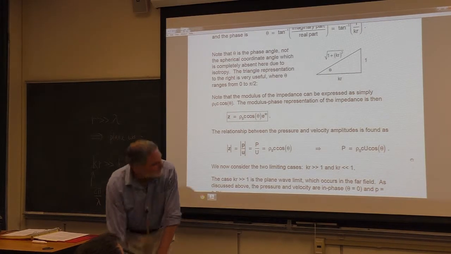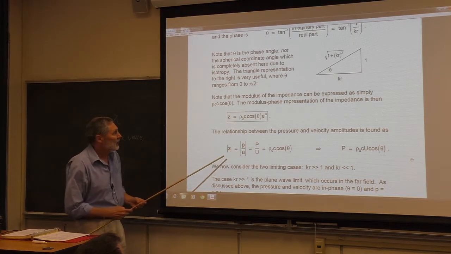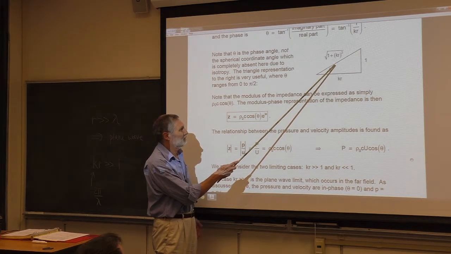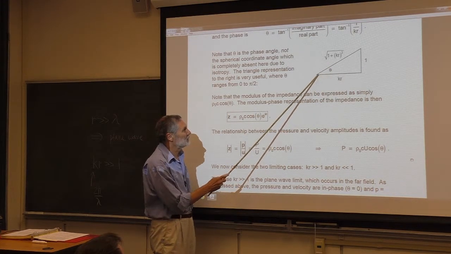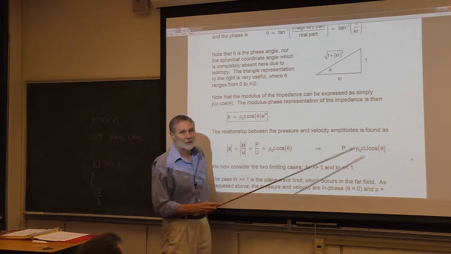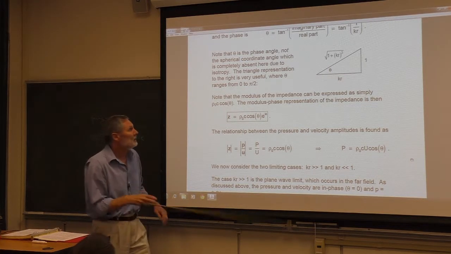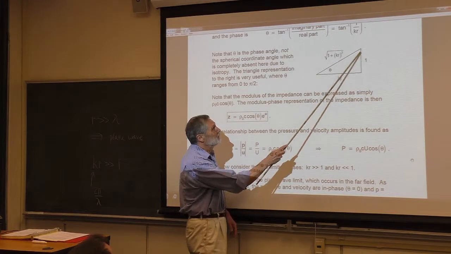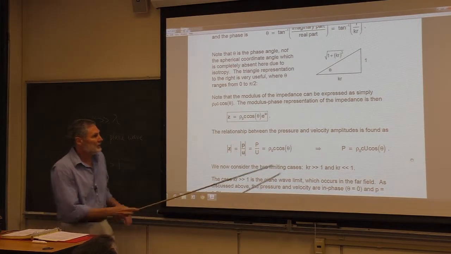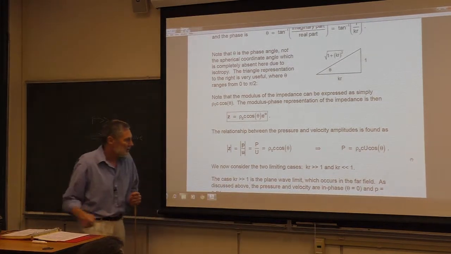So we have this relationship here. What happens when kr is much greater than 1? What's the fractional difference between the hypotenuse and the adjacent side here? What happens to theta when kr becomes large? It's small, right? Because this becomes small compared to that. These two become approximately the same length. So theta goes to 0. When theta goes to 0, what do we get? We get the right answer. We get the traveling wave answer. Okay, so it works there.